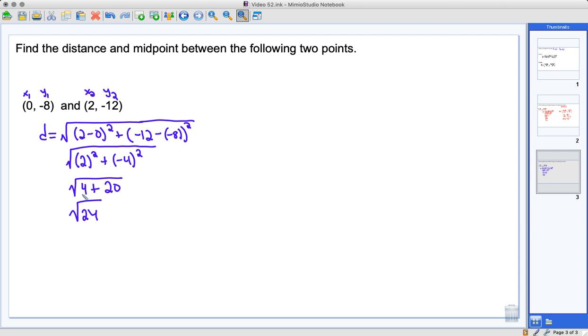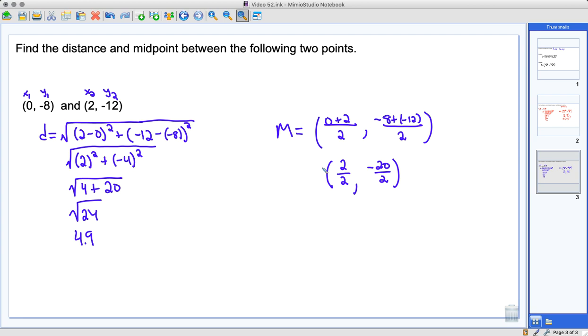Again, if you want to leave it like that, that's fine. If you want to get a decimal, you'll get 4.5. So then midpoint, so 0 plus 2 divided by 2, comma, -8 plus -12 divided by 2. So 0 plus 2 is 2. So we got 2 over 2, comma, -8 plus -12 is -20. 2 divided by 2 simplifies to 1. -20 divided by 2 is -10. Okay, so that's distance and midpoint.